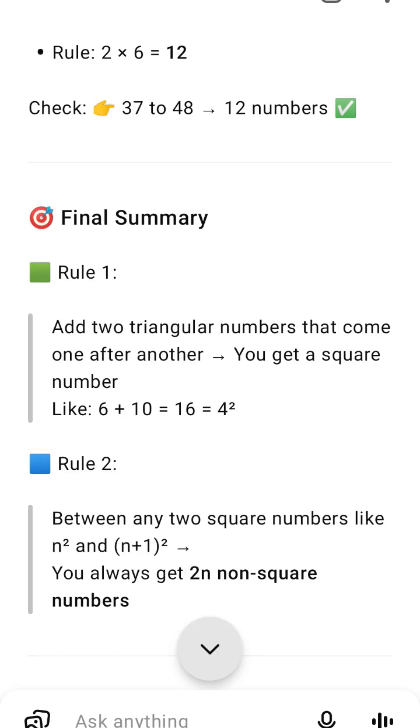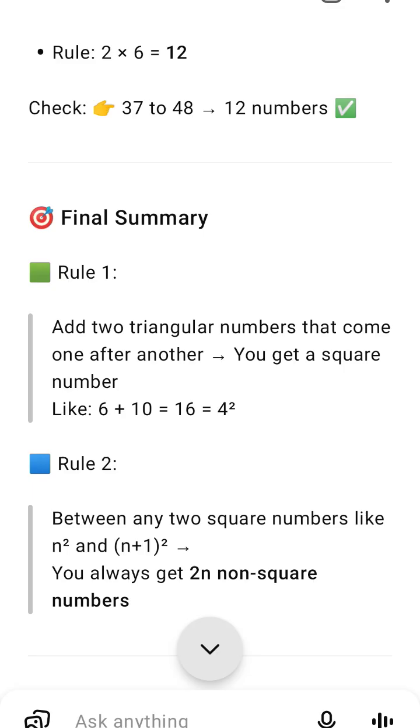Example 3. Third triangular number equals 6. Fourth triangular number equals 10. Add them. 6 plus 10 equals 16. 16 is a square number. 4 times 4 equals 16, or 4 squared equals 16. Example 4. Fourth triangular number equals 10. Fifth triangular number equals 15. Add them: 10 plus 15 equals 25, which equals 5 squared.